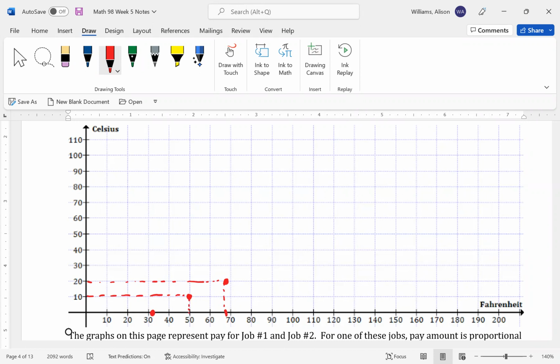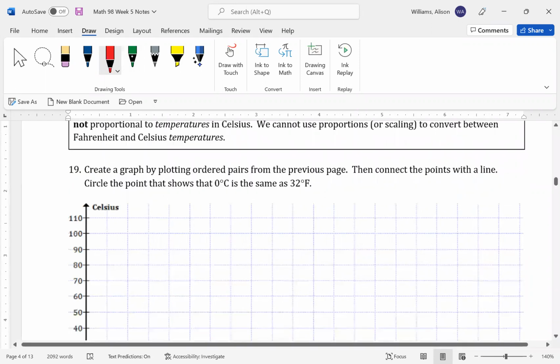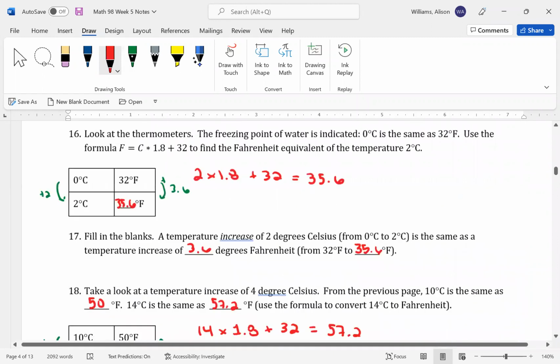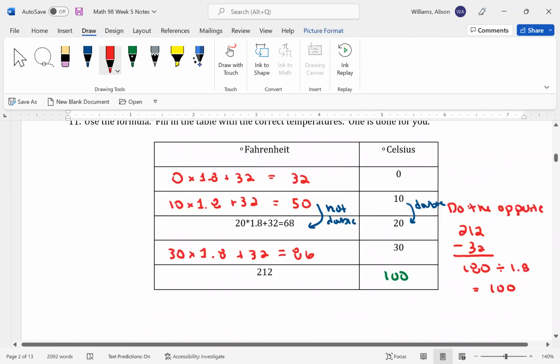Okay. I'm going to erase my little dots. That's just for you to kind of see where these points are coming from, especially if it's been a long time since you've graphed. I'm just lining them up on the Celsius line and the Fahrenheit line. Okay, so then I think they did 30 degrees. Yes, 30 degrees Celsius is 86 degrees Fahrenheit.